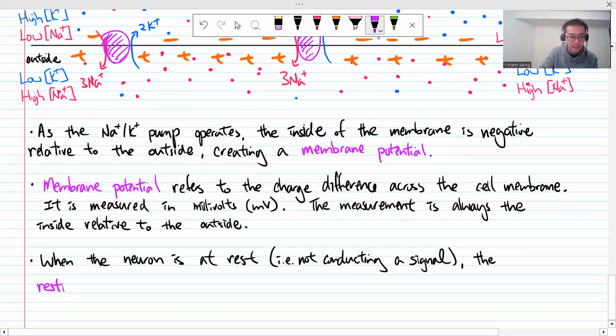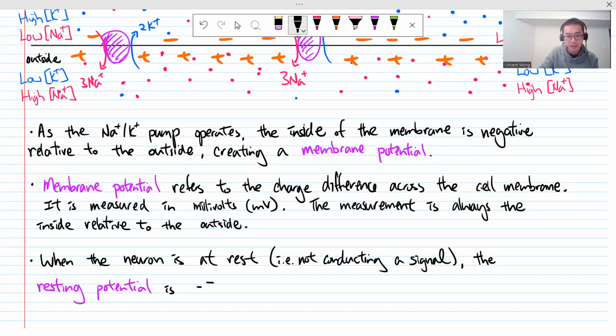The resting potential is negative 70 millivolts. This number is going to be important. I'm going to throw you a few important numbers throughout the class, throughout the notes. The membrane potential is just the difference between the inside and the outside. That number can change depending on what the neuron is doing. When it's not doing anything, that number is minus 70. We call it the resting potential.